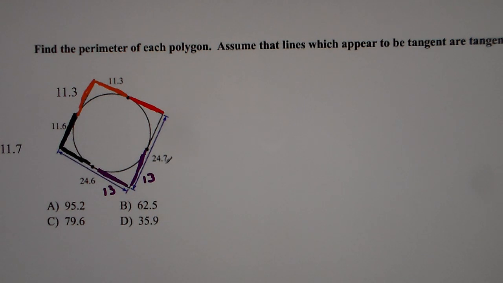Now, we have to take that 24.7 and subtract 13. So 24.7 minus 13, and we're going to get 11.7. So this red guy, from here to here, is 11.7. So that means this guy is 11.7.